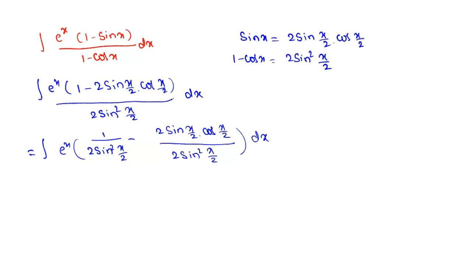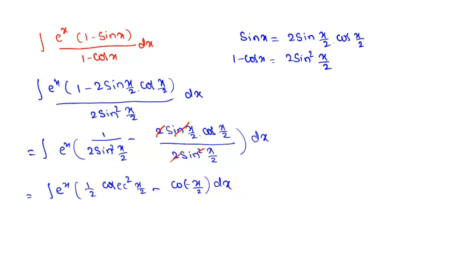dx. Now here we can cancel 2, and one sin x by 2 here, one square will get cancelled out. So the leftover goes to integral e power x into 1 by 2 into 1 by sin square, which can be written as cosecant square x by 2, minus cos by sin, which can be written as cot x by 2, dx.